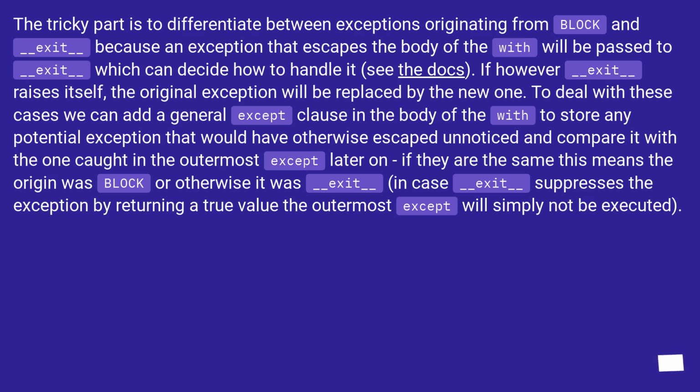To deal with these cases, we can add a general except clause in the body of the with to store any potential exception that would have otherwise escaped unnoticed and compare it with the one caught in the outermost except later on. If they are the same, this means the origin was block, or otherwise it was __exit__. In case __exit__ suppresses the exception by returning a true value, the outermost except will simply not be executed.